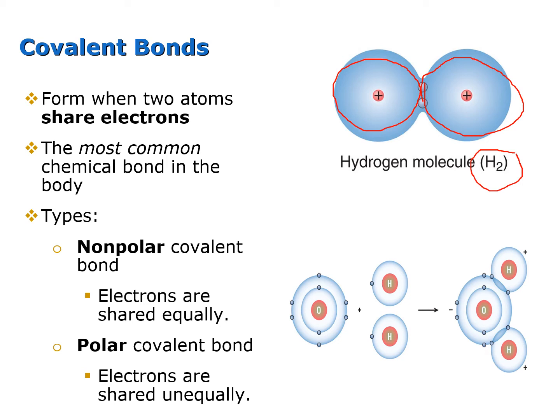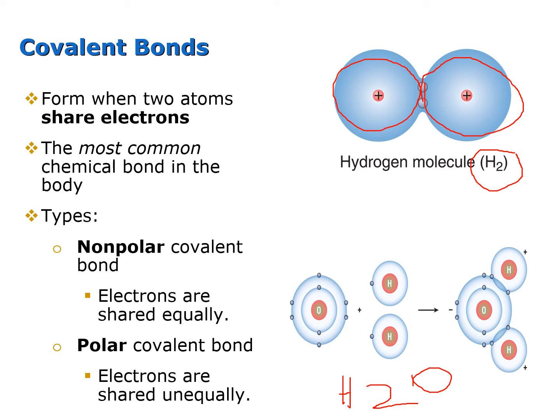The second type of covalent bond will be the polar one. Remember, polar means that the electrons are more focused on one of them. In this type of bond, we have here the example of water. You can see here that it is H2O, one atom of oxygen with two atoms of hydrogen.